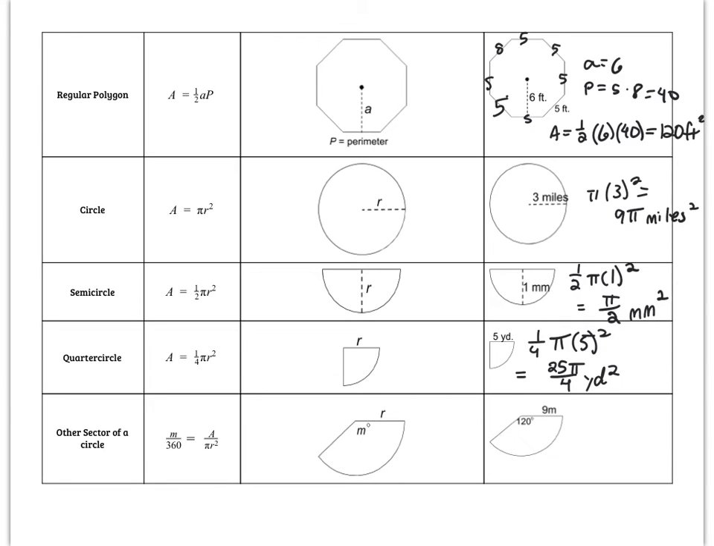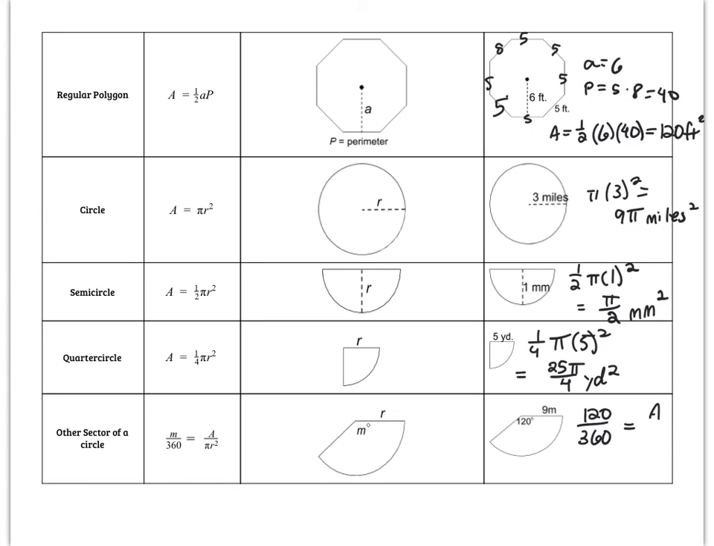And we can actually find the area of any sector of a circle just using a proportion. What we do is we compare the central angle to the total number of degrees in a circle, and then we say that that's equal to the area of the sector over the area of the whole circle. So we compare part whole, part whole. In this case, M is 120. That's over 360 degrees in a circle total.